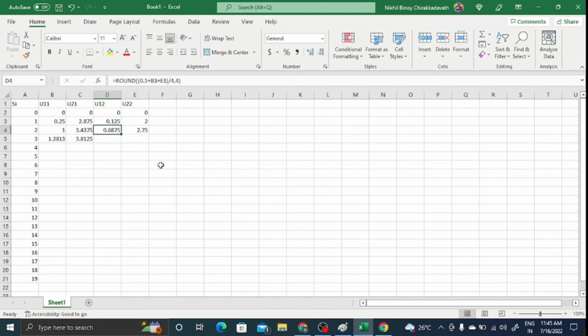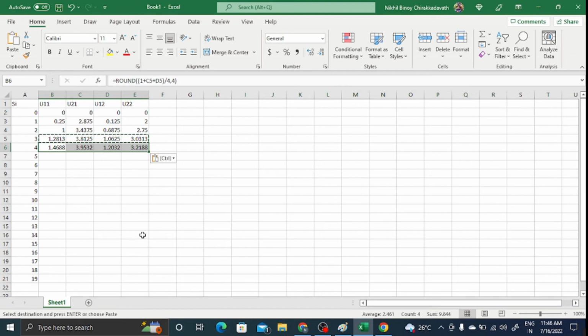Then we have to calculate U12. U12 is equal to 0.5 plus U11, that is 1, plus U22, that is 2.75, divided by 4. So the answer is 1.0625. Then we calculate U22. U22 is equal to 8 plus U12, that is 0.6875, plus U21, that is 3.4375, divided by 4. So that answer is 3.0313. So the third iteration is over. Like that we have to continue. After the fourth iteration, these are the values.